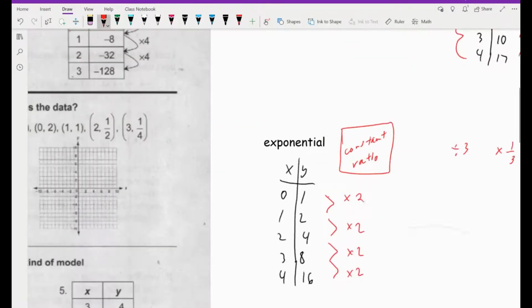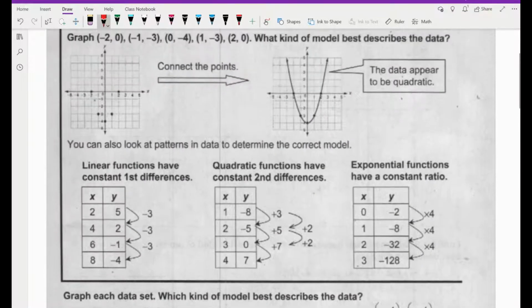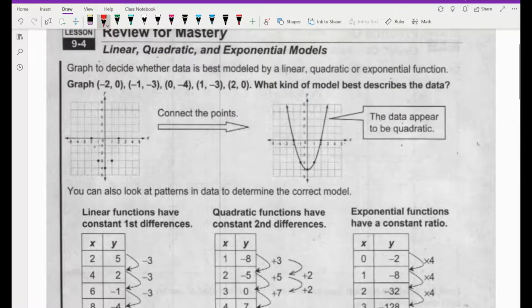Now let's look at the homework. On our mastery worksheet, it starts off by giving us some points up here, and it says we could always graph these points to determine what kind of a shape it is, and then we could predict whether this is a linear, quadratic, or an exponential function. Here, of course, we got points that we can connect to form a parabola, so this is clearly quadratic.